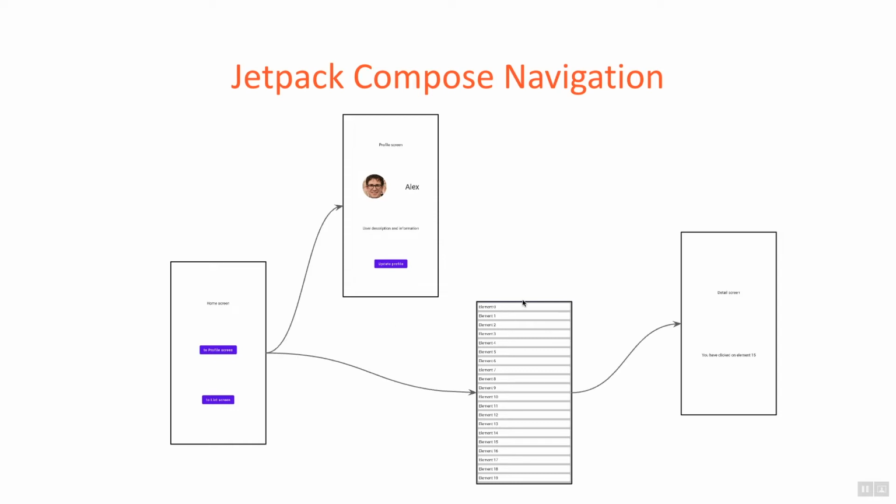And here is what it will look like. From the home screen, we can either go to our profile screen or to our list screen. You can see we have 2 buttons here. And then from the list screen, if we click on one of the elements, we will go to the detail screen. So we will not only see how navigation works and how we can implement it, but also how we can pass parameters through our navigation and retrieve them in the subsequent screen.